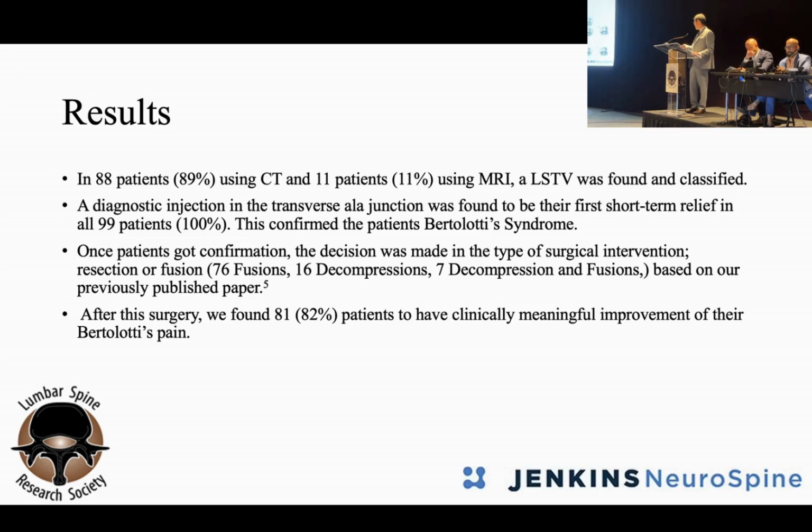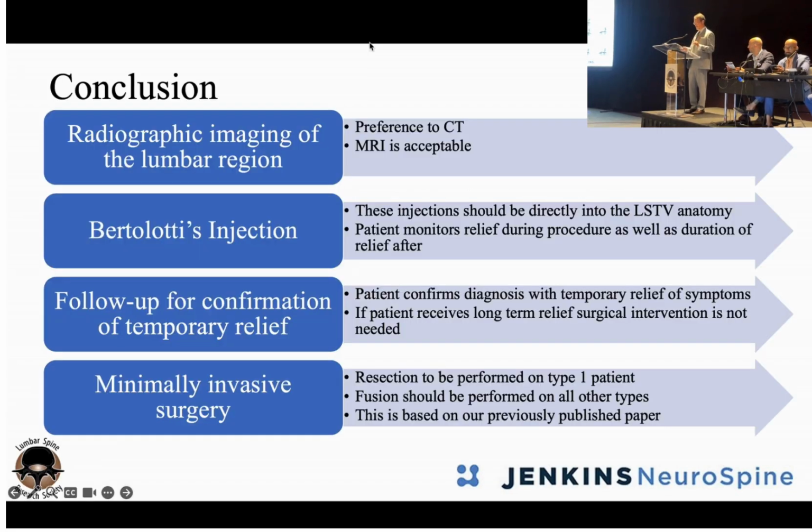We do resections for type 1, we do bilateral resections for type 2, we do onlay fusions into the transverse process if there's a type 3, which is rare, and for type 4s, it's a unilateral fusion. So the treatment is specific to the classification that we redefine based upon the proximity of the transverse process to the ala, rather than treating the transverse process like a tumor.